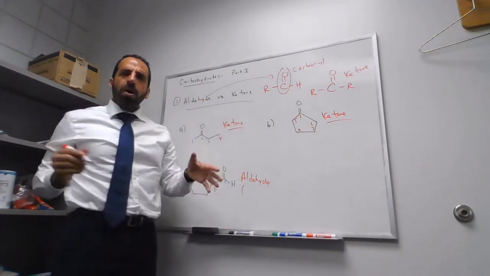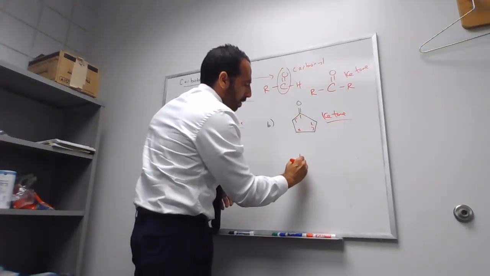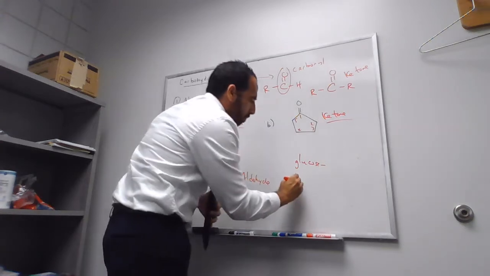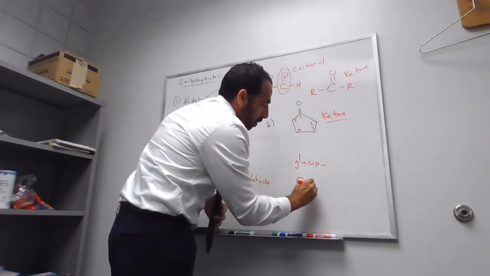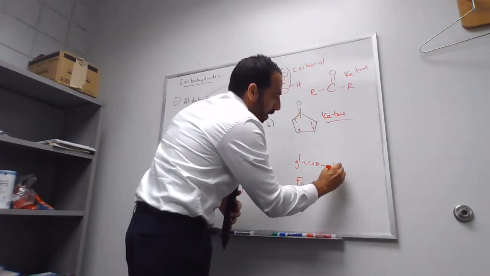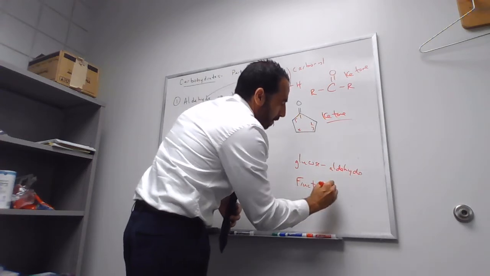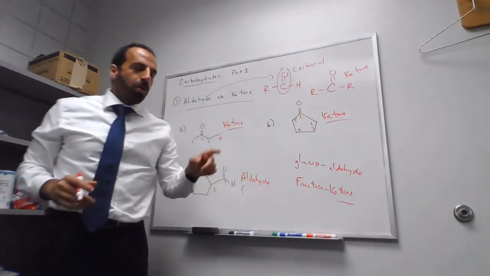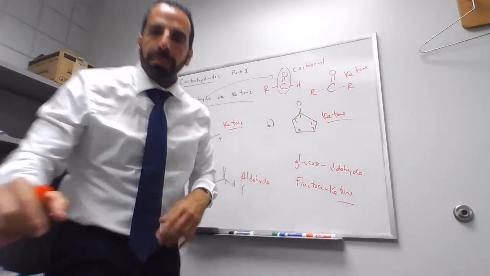Something like glucose is an aldehyde. That's the blood sugar. And fructose, this is an aldehyde, the ketone. So if you have regular table sugar, sucrose, it's glucose plus fructose.